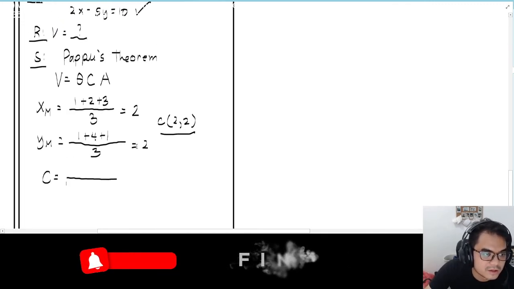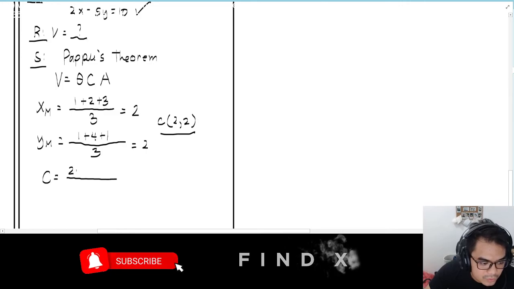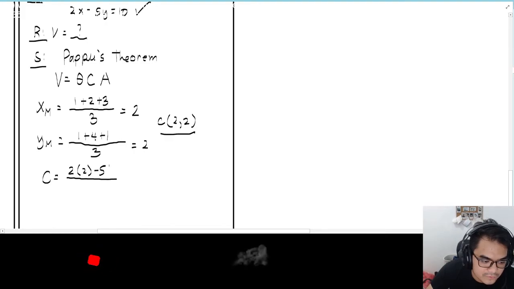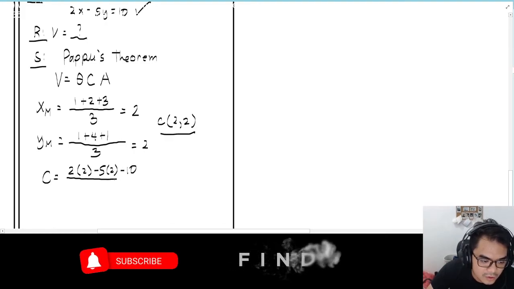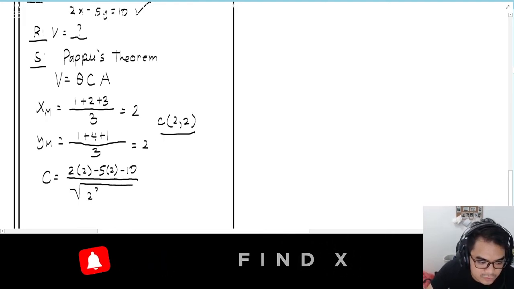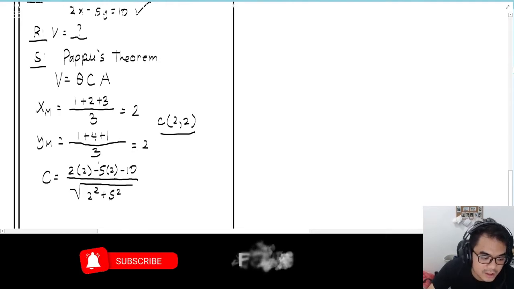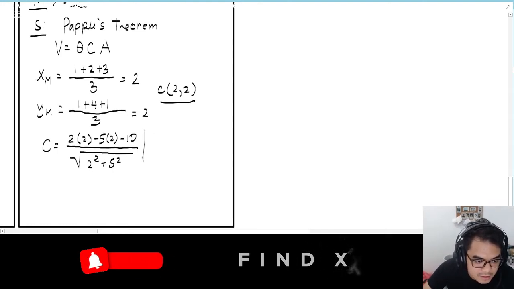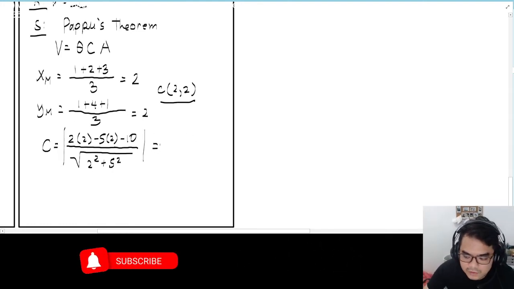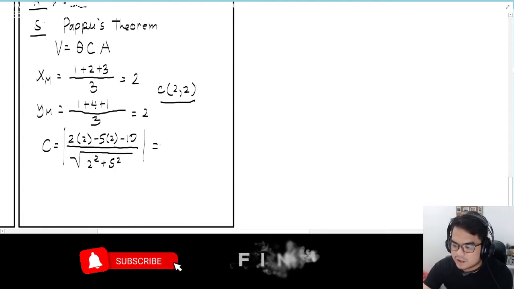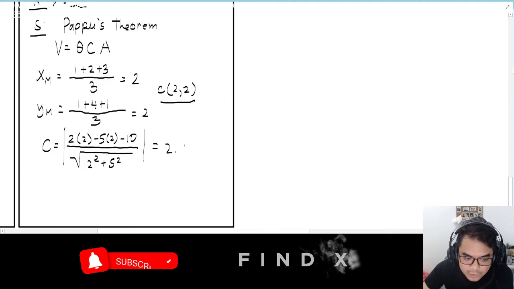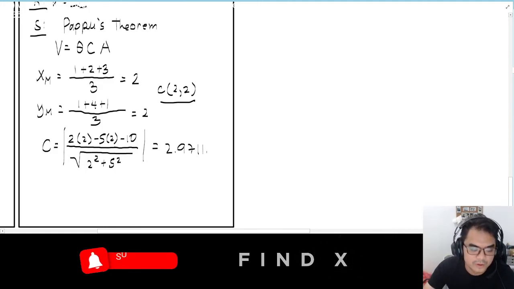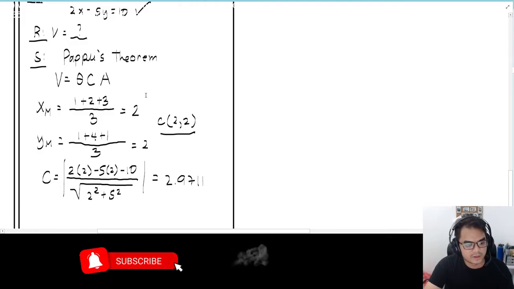So the line is 2x minus 5y. So 2 times your x, which is the coordinate of the centroid of x, which is also 2, minus 5 times y, also 2, minus 10, all over the square root of a squared plus b squared, which is 2 and 5. So we have here 2 squared plus 5 squared. You can already neglect the negative since you will square it anyways. So get the absolute value for this one. And if you will use your calculator here, you have 2.9711.